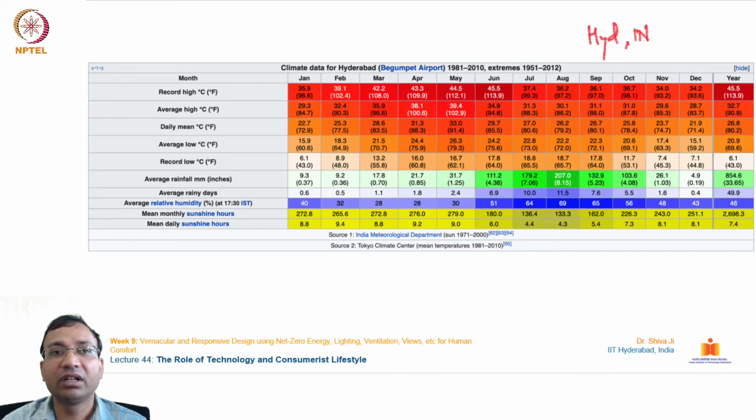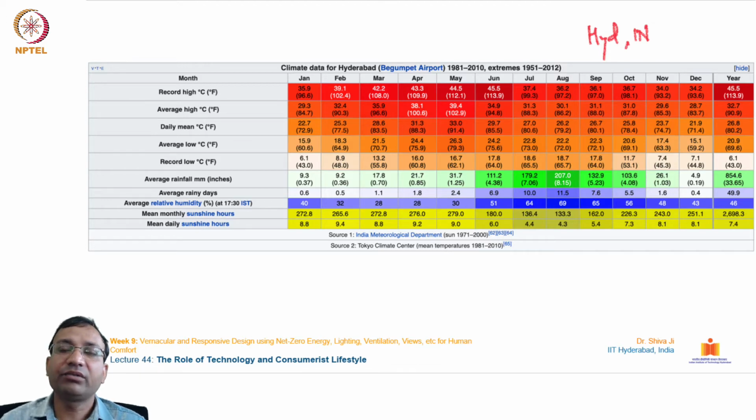If you see the rainfall, August is one of the wettest months with 207 millimeters of rainfall. Other months, for example January, December, February, March, are relatively drier months, with very minimal precipitation. On average rainy days, in the month of August 11.5 days are rainy days, and relative humidity has also increased in the monsoon months, to 69 percent. So this is the overall picture.